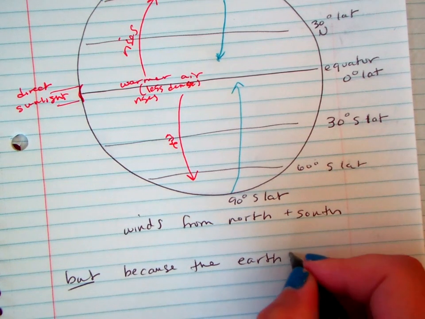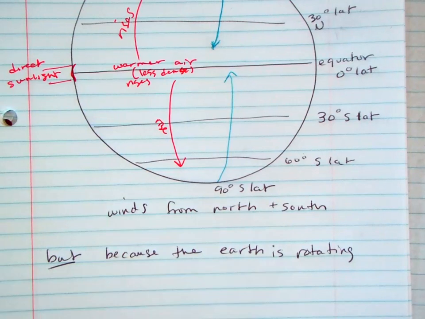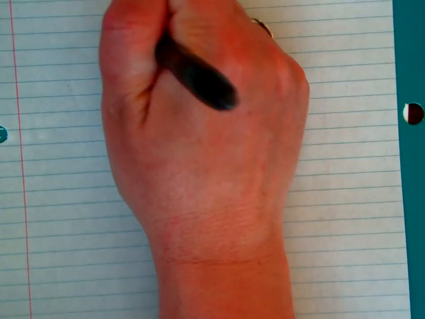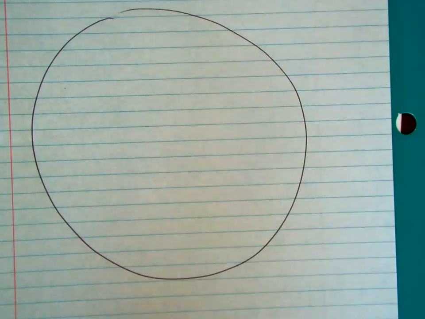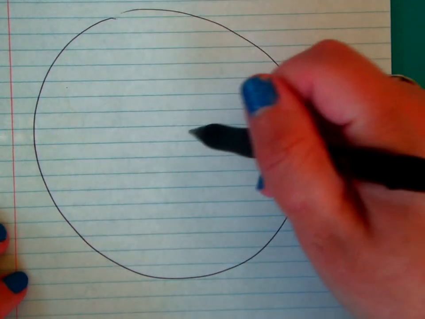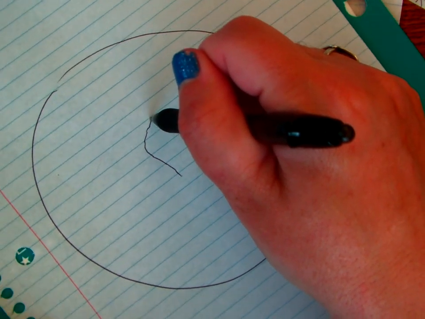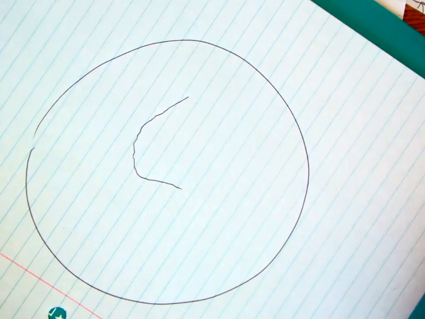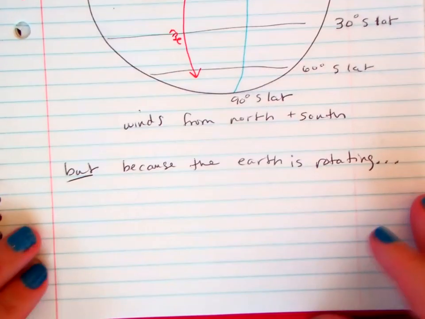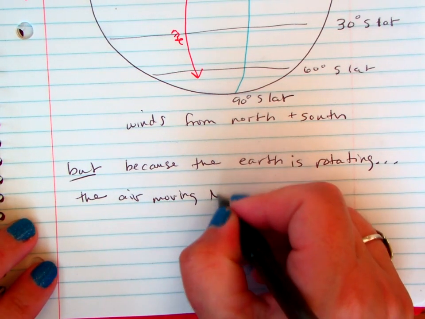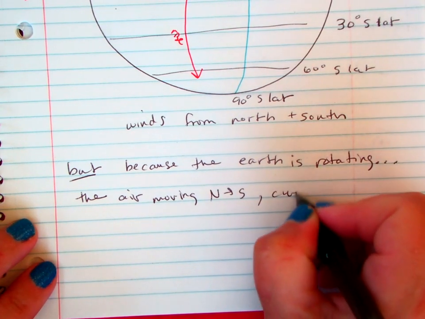Since the Earth is rotating on its axis, this is not what happens. So I'm going to show a demonstration here as best I can. Here's my Earth again. If I try to draw a straight line, and I'm going to start to draw a straight line but then turn my paper, you'll see that as I try to draw a straight line, that line actually curves. Even though this wasn't the perfect demonstration, since I don't have my Lazy Susan at home, because the Earth is rotating, the air that's moving north and south curves.